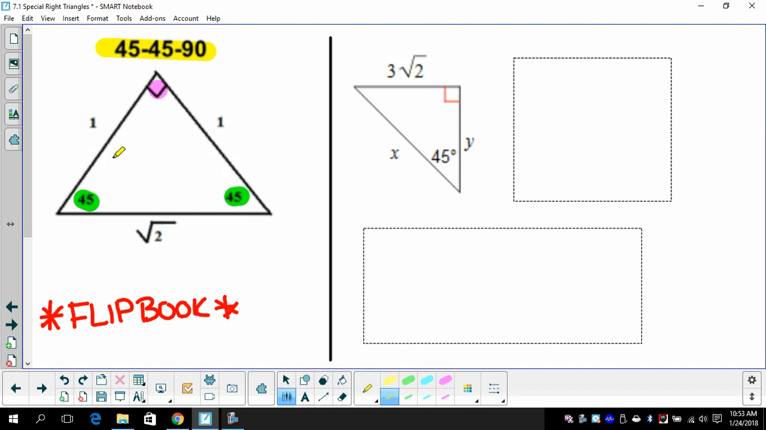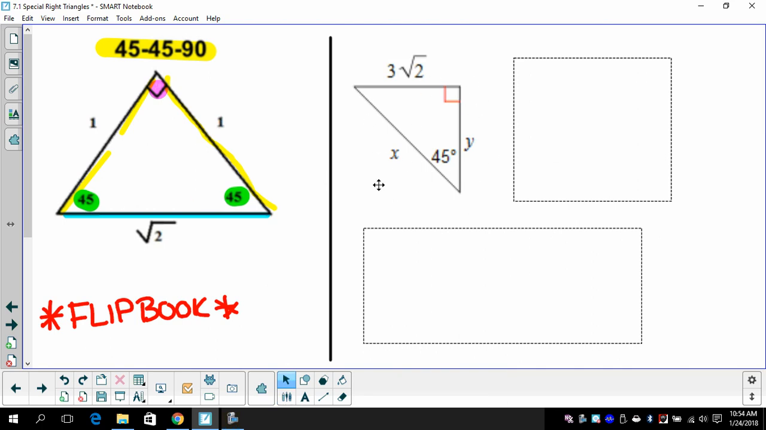We know that the two legs are both going to be the same size. And the hypotenuse is going to have a factor of the square root of 2 for its length. So this is our special right triangle, and this is what we call a reference triangle. Whenever we have any 45, 45, 90 triangle, we can use this reference triangle to help us find lengths of sides. So let's do an example.